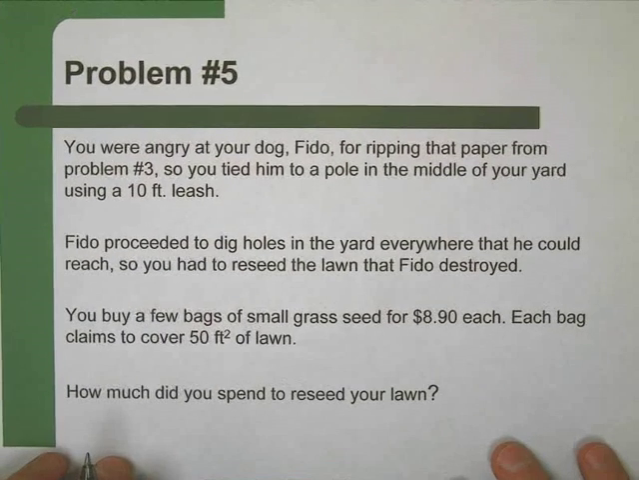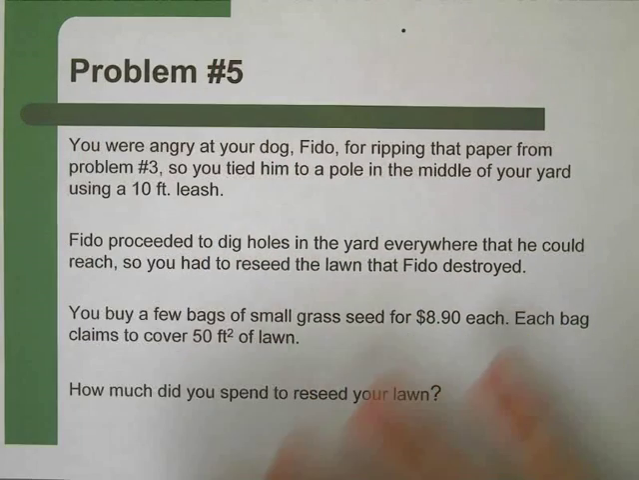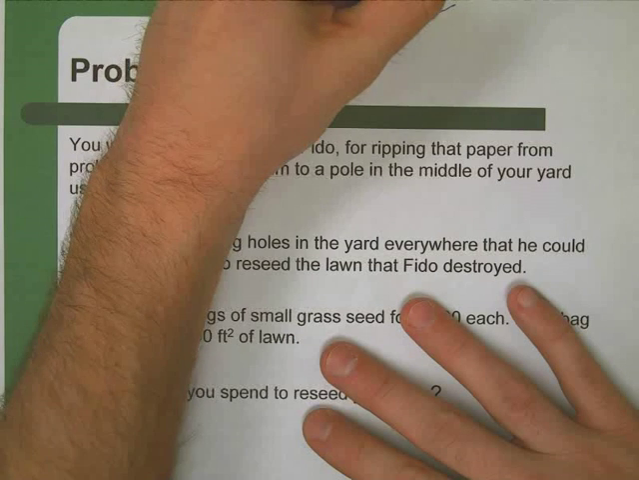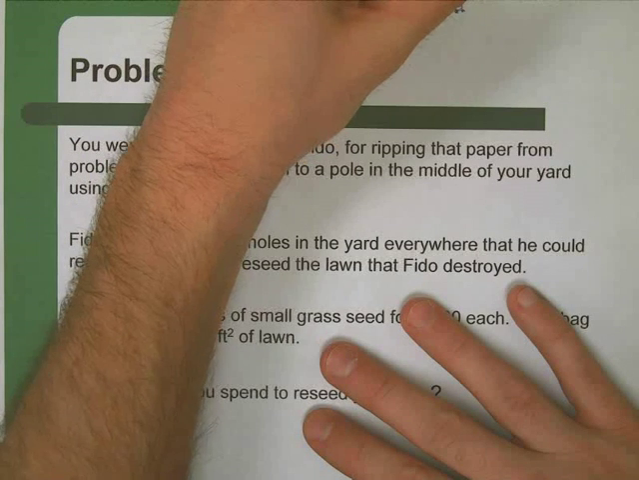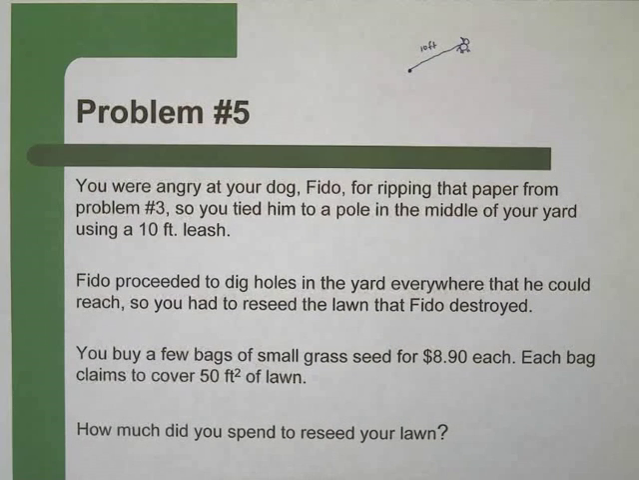This one's pretty typical because now it's going to involve some money. You're angry at your dog Fido for ripping the paper from problem number 3 in the last video. So you tied him to a pole in the middle of your yard using a 10-foot leash. So here is the pole, and here is a leash. That leash is 10 feet, and here's your dog at the end. You do not have to be a good artist in order to be a good mathematician, thankfully.